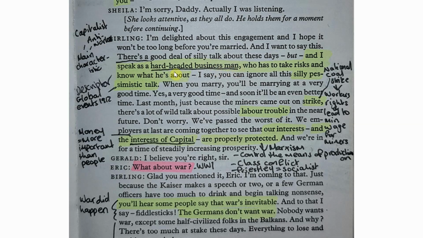That is everything you need to know about Mr. Birling. He's hard-headed. He makes what he thinks are difficult decisions, but at the same time he's quite rigid in his thought, and he's a businessman. Everything that he does is to serve business.